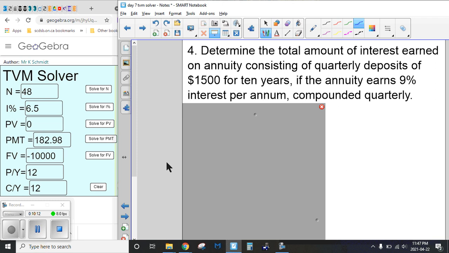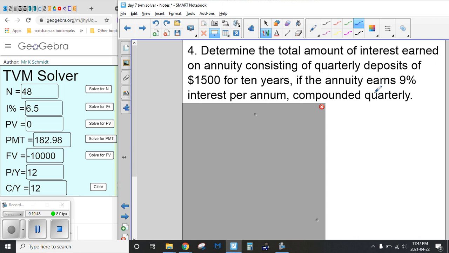All right, I've got one more question I want to do with you. And it says determine the total amount of interest earned on an annuity consisting of quarterly deposits of $15,000 for 10 years if the annuity earns 9% interest per annum compounded quarterly. So I'm going to try to come up with what the variables are, without looking at the graphing calculator picture.